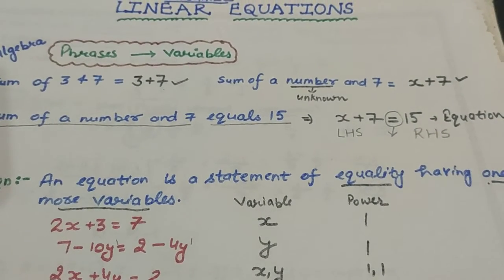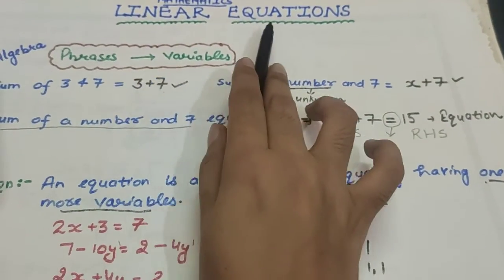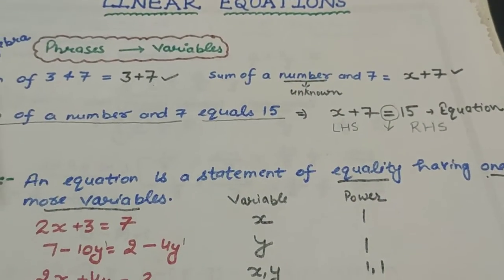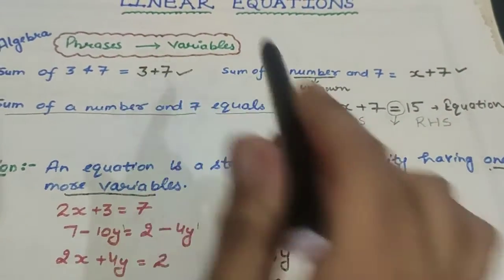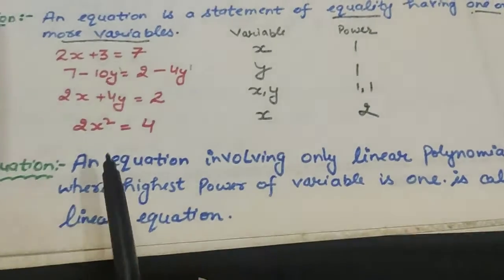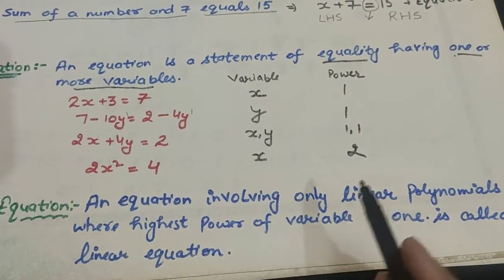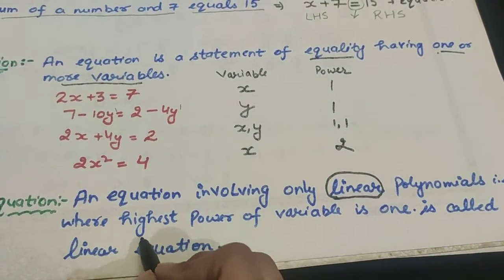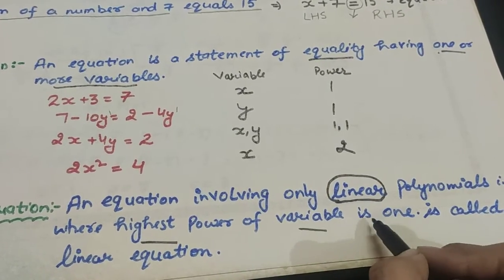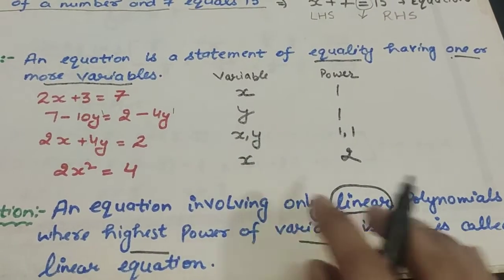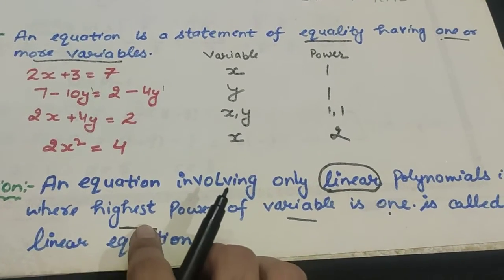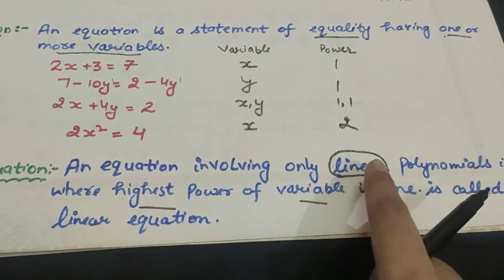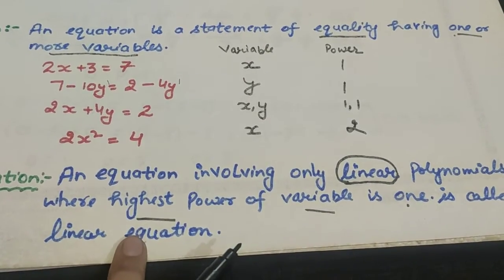Now let us come to the main definition, that is linear equation. A linear equation is a specific type of equation in which only linear polynomials are present. That is, an equation involving only linear polynomials. Mark the word linear. That is, the highest power of the variable is 1. So for the variables present in the equation, the highest power of that variable should be 1. So an equation involving only linear polynomials is called a linear equation.